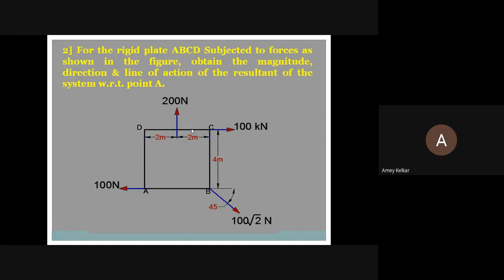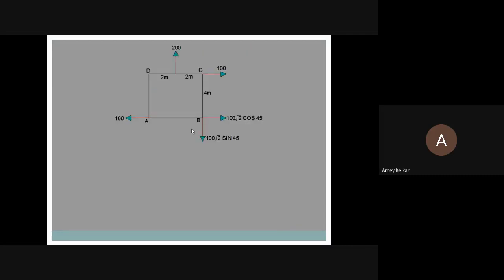So let's start with the example. We have a square ABCD, forces are given. We want to find the resultant with respect to point A. Firstly, I have broken down the example so that we can get summation Fx and summation Fy very easily. Now from this, you should be able to get me the summation Fx and summation Fy.